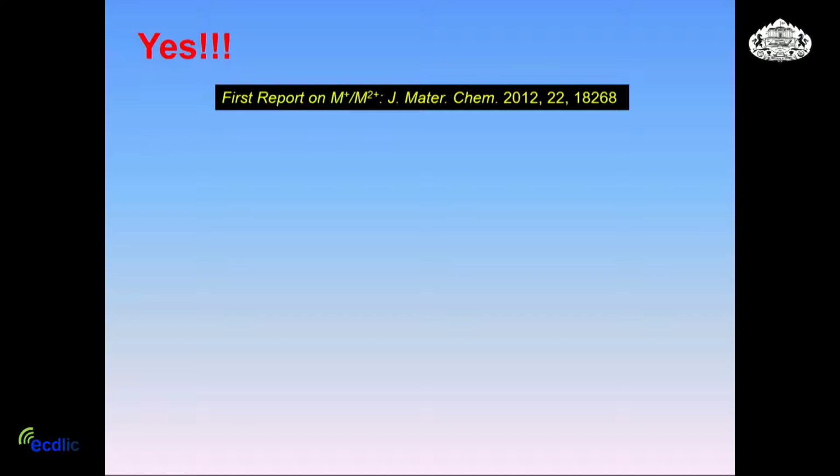So, we published almost 6 years ago now the first report of monovalent and divalent metal ions and cholic acid, which, when mixed together, form gels. So, I will not go into those details.